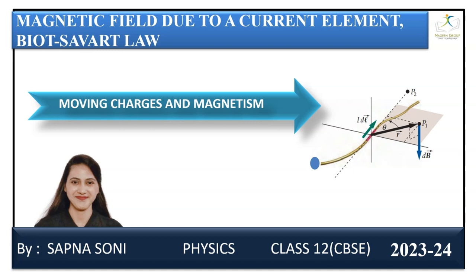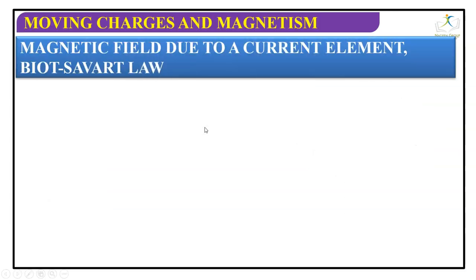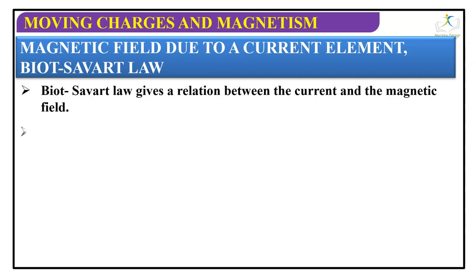In this topic we start the section from the Biot law. So what is the Biot law? Biot law gives a relation between current and magnetic field. We are going to understand the relation between the current, which is produced because of electricity, and the magnetic field.